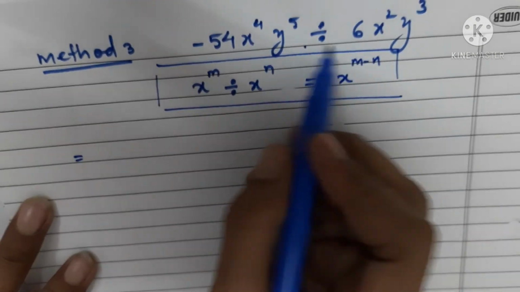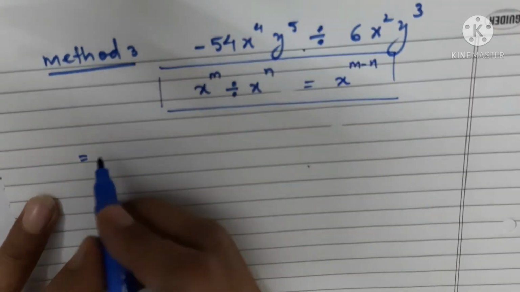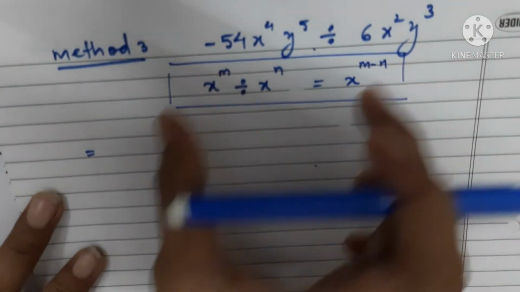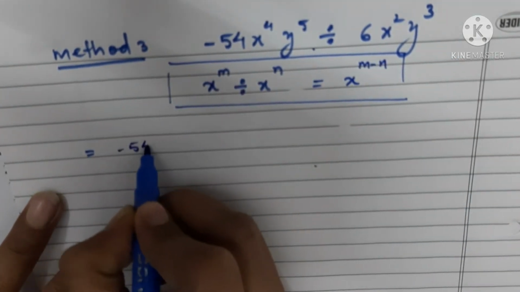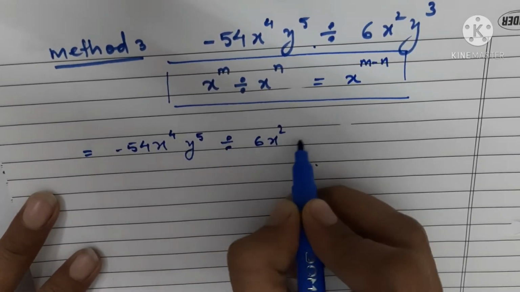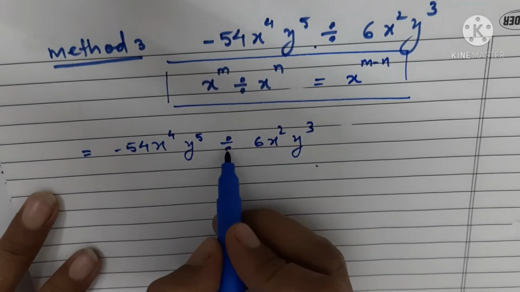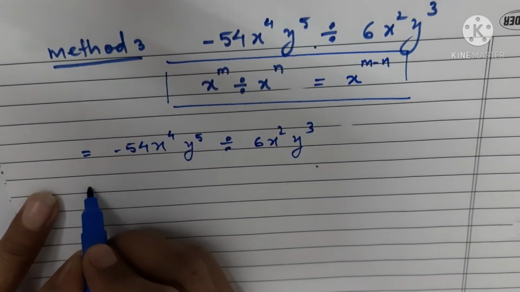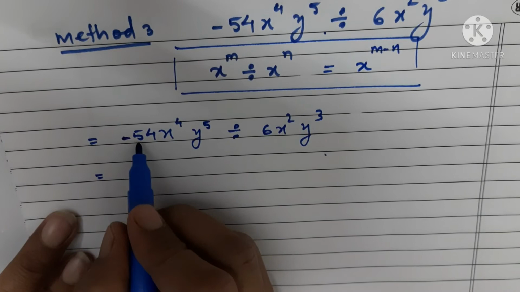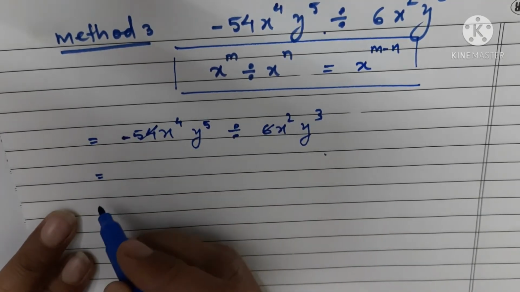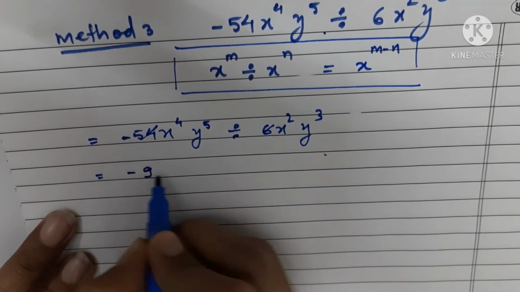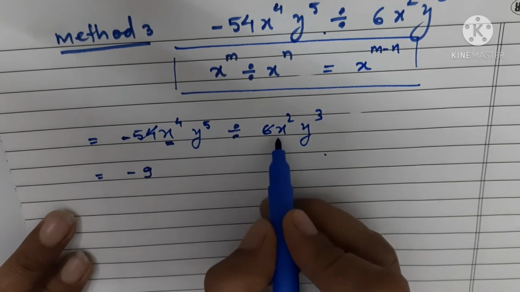Say if you are going to write this, let it be in horizontal way only. So I am writing it again: minus 54 x to the power 4 y to the power 5 divided by 6 x square y cube. Now since the symbol of division is here, we are going to divide the numerical coefficients first. So 6 how many times? Minus 9.